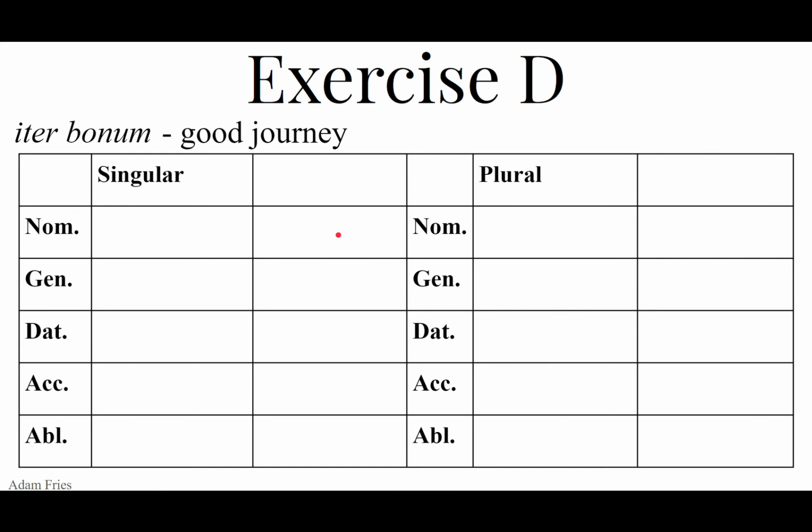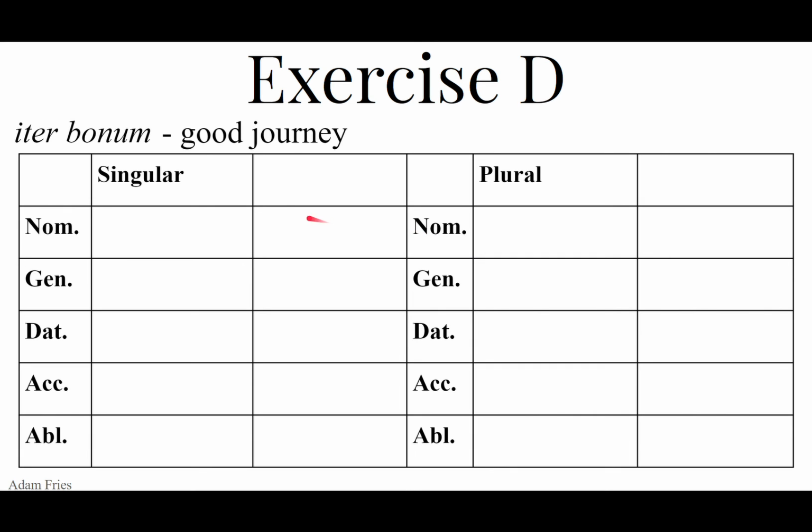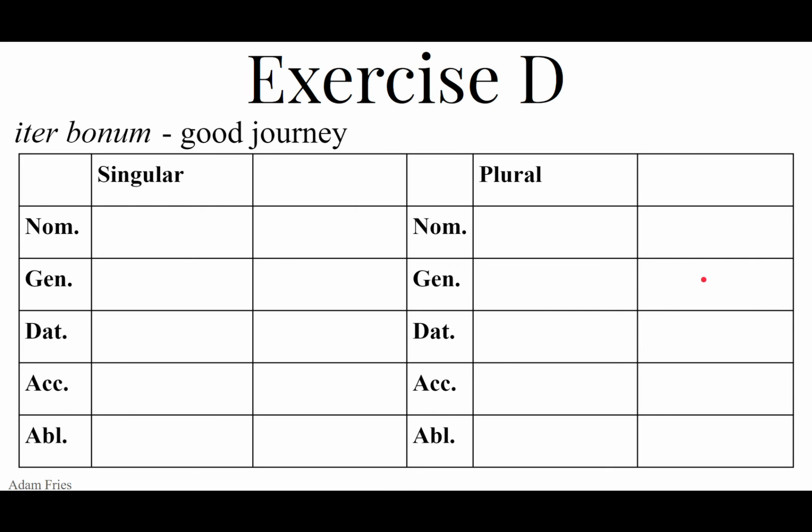And then we want bonum, the neuter form, to agree with the neuter iter. So i, o, a, orum, is, a, is. So second declension neuter. Iter bonum, itineris boni, itineri bono, iter bonum, itinere bono. Itinera bona, itinerum bonorum, itineribus bonis, itinera bona, itineribus bonis.